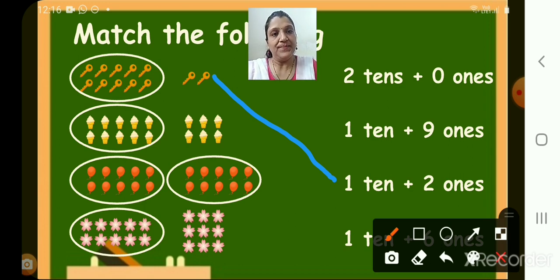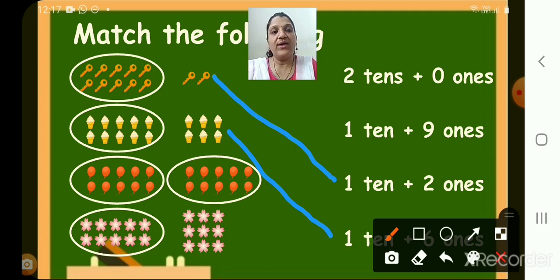Now next picture. Here there are some ice cream cones. But there is one group of 10 ice creams and 6 loose ice creams. So we call it as 1 ten plus 6 ones. We find it over here. 1 ten plus 6 ones. Next example.